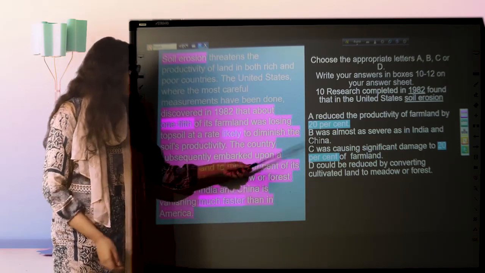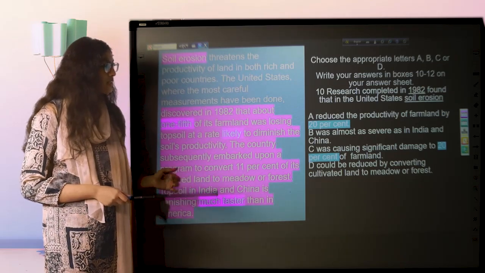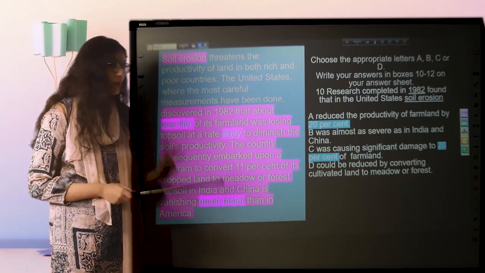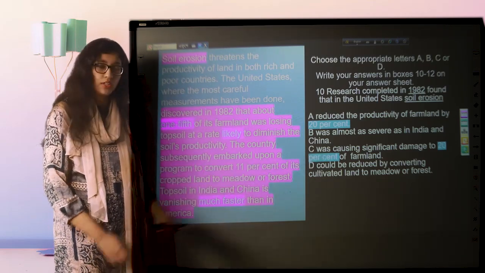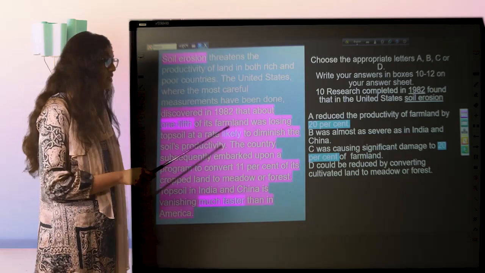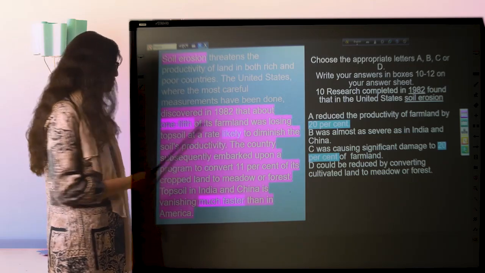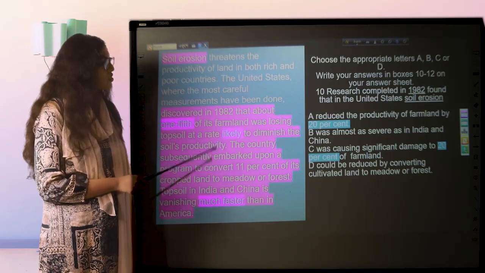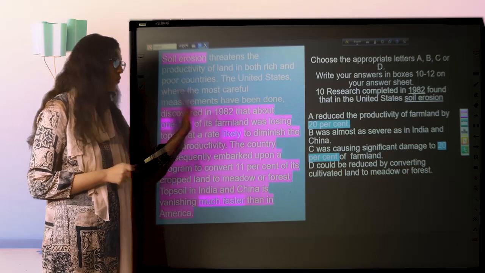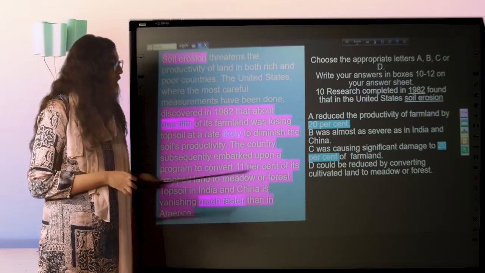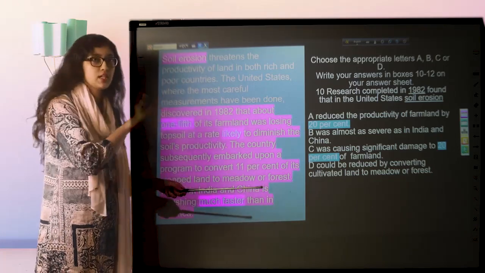Now let's take a look at C. So the soil erosion in the United States was causing significant damage to 20% of farmland. Again, 20% is correct, but is the statement correct? It says significant damage. Over here, we saw that it says likely to diminish the soil's productivity, which is quite close. Now let's keep this here. We won't say if it's incorrect or correct, but let's take a look at D so that we can definitely say if C is incorrect or correct.